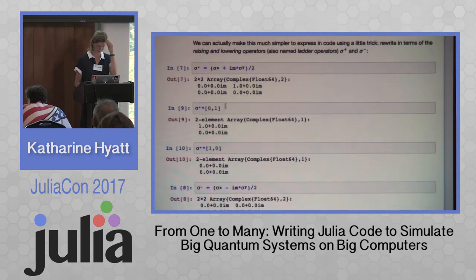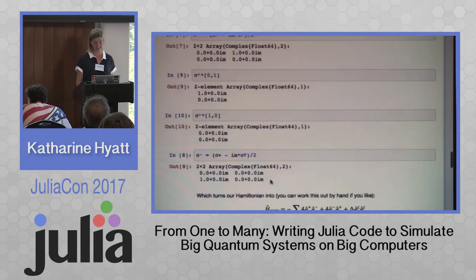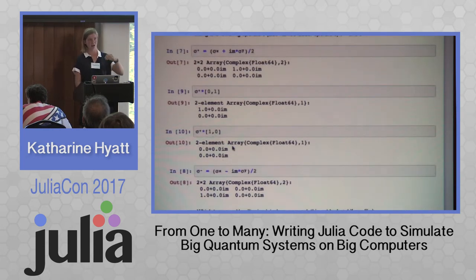And you can see here that what this does is it acts like sort of half of the sigma x. It takes down to up and up to nothing. And we can introduce sigma minus, which similarly, if you wanted to compute this, would take up to down and down to nothing. So these are also called the raising and lowering operators.